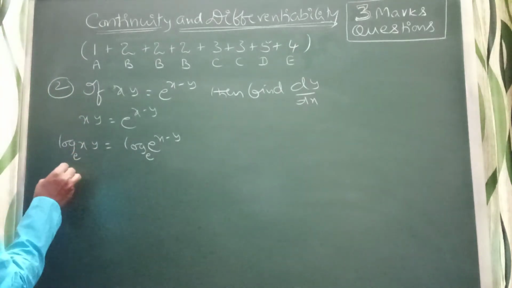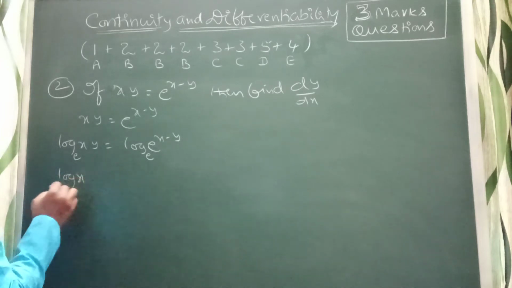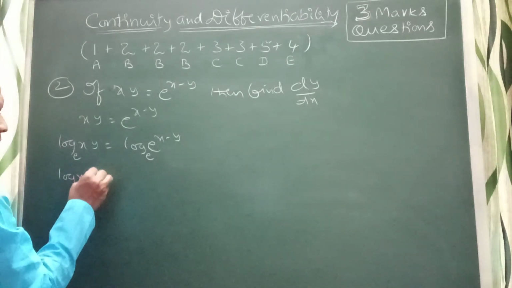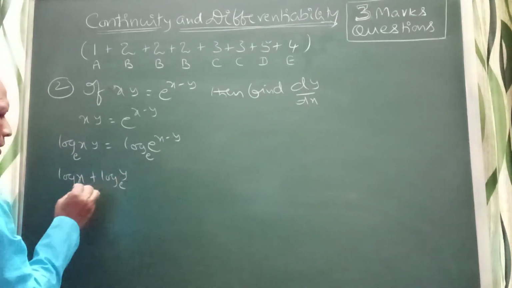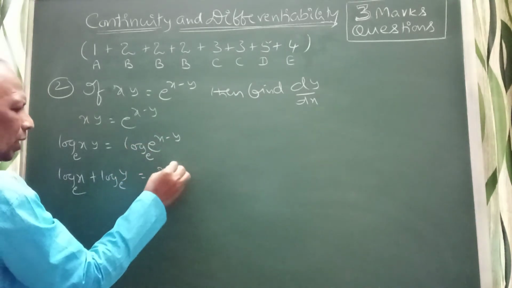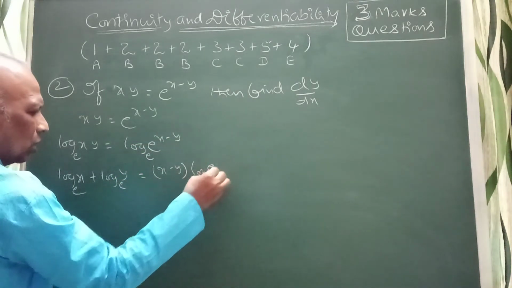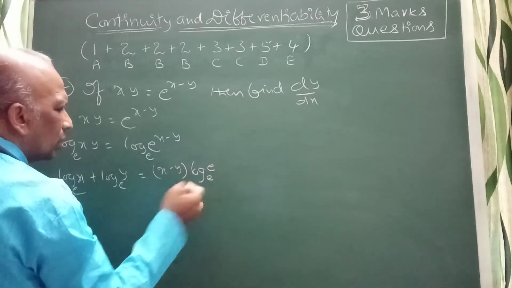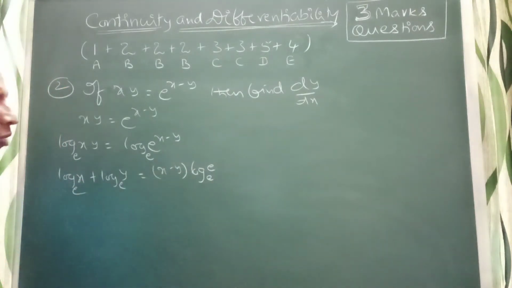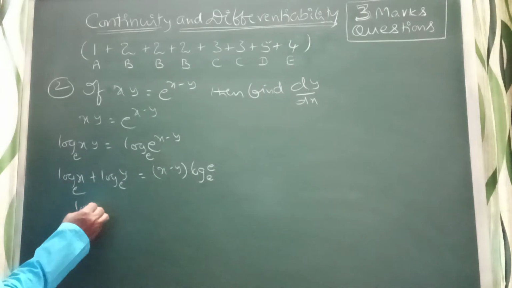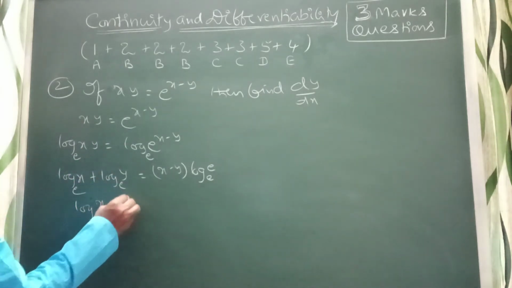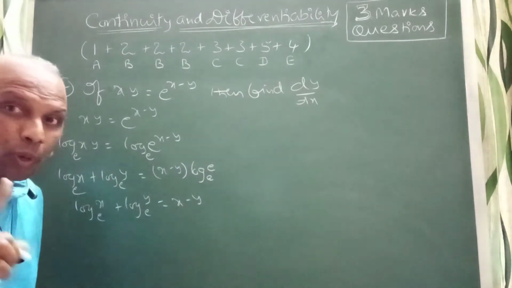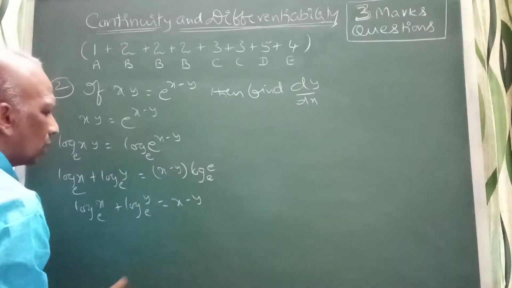Now you can see this one. I can write y log x. Even I can use the product rule, or I can split it: log x base e, log y base e. I can write (x minus y) log e base e. So log e base e is 1, right? This will be log x base e plus log y base e. I can write log m plus log n. Log x base e, log y base e, equal to x minus y, because log e base e is 1. This value is 1, log e base e is 1, x minus y.